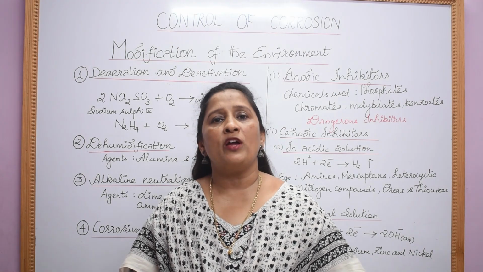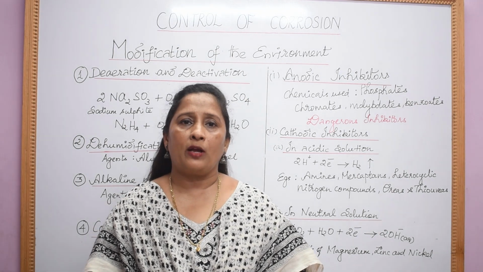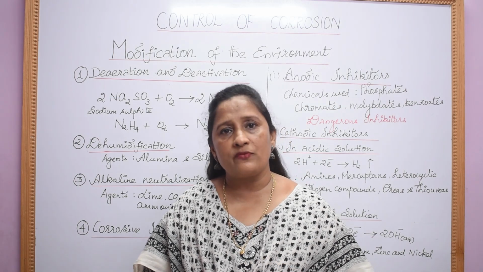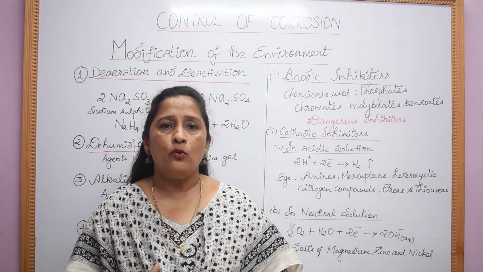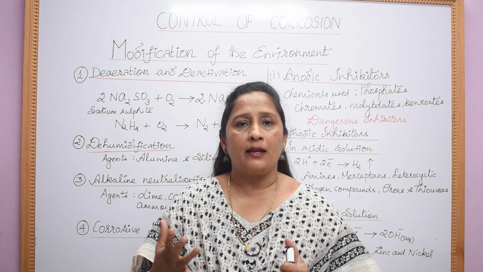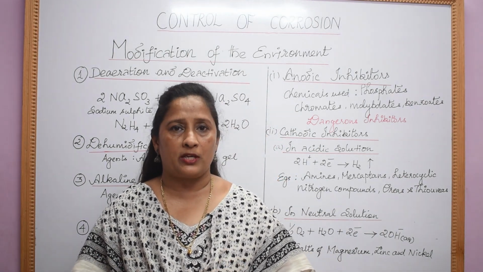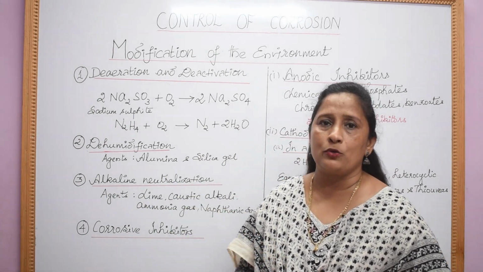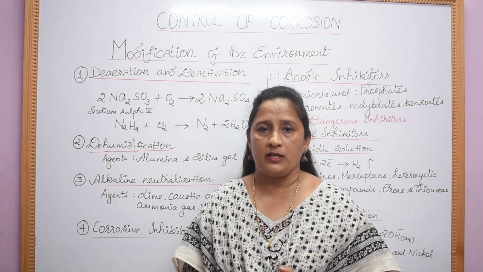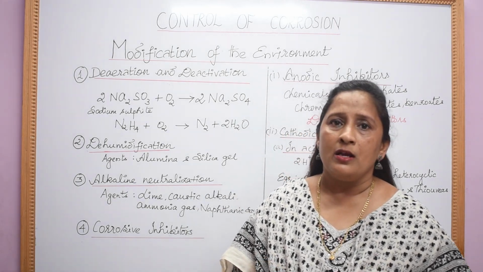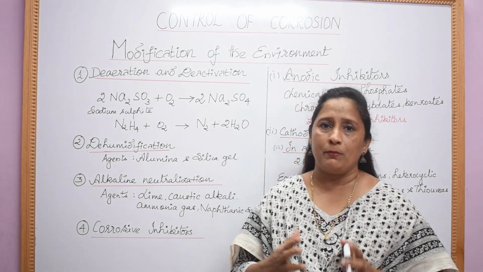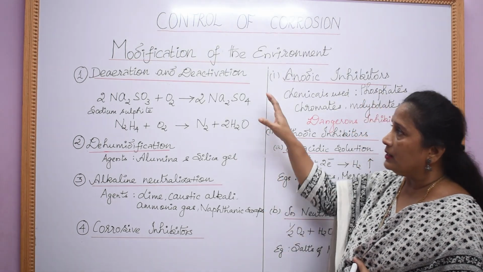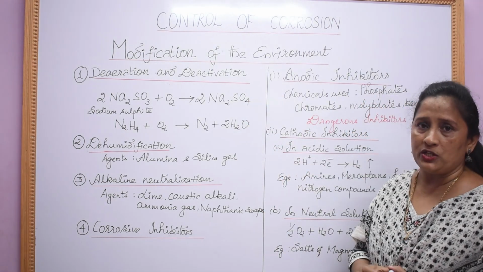In this video, we are going to discuss one of the methods of control of corrosion, which is modification of the environment. In the previous videos, we have discussed how proper designing of the metal can reduce the rate of corrosion or control corrosion. In this video, we are going to discuss how modification of the corrosive environment will reduce the rate of corrosion. There are various methods by which the corrosive environment can be modified, altered so that the rate of corrosion will be less. So the first one is de-aeration or deactivation.